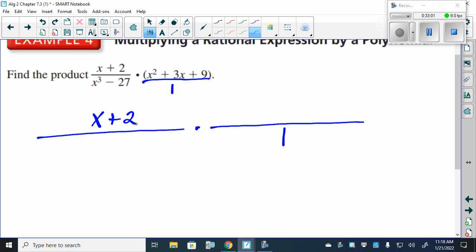Now the denominator for this is a difference of perfect cubes, because x cubed is a perfect cube. If we took the cube root of it, we would get x, and if we took the cube root of 27, we would get 3. Here we would have a small and a big. Our signs are going to be the same, opposite, always end on a positive note. So we would have minus, plus, and plus.